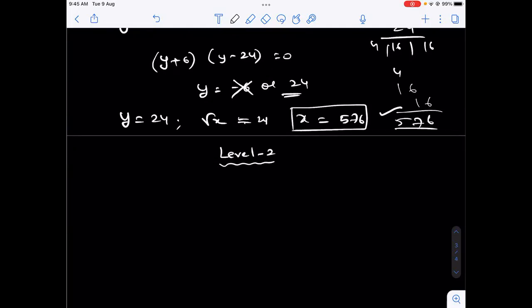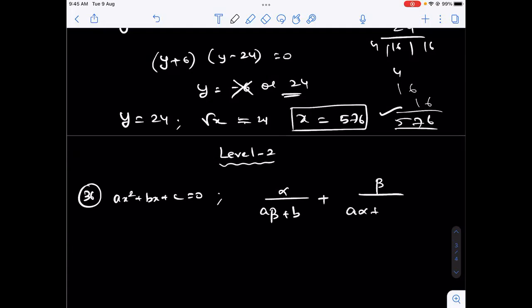Okay. So 36. Alpha and beta are the roots of the equation ax square plus bx plus c is equal to 0. Then what is alpha divided by a into beta plus b plus beta divided by a into alpha plus b is equal to?